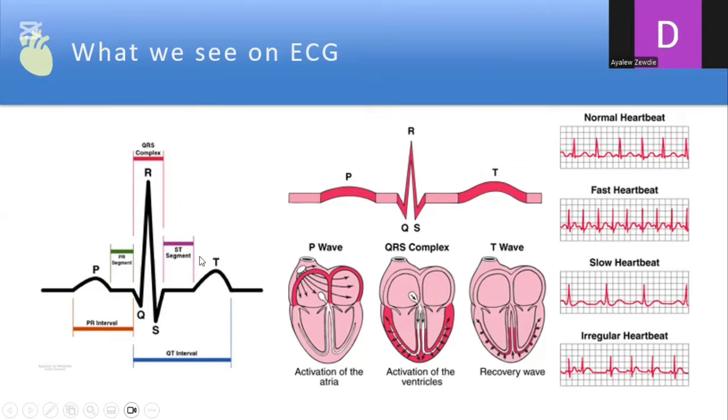So what is the P wave? The P wave is the indicator of the activation of the atrium, or atrial depolarization, whereas the QRS is ventricular depolarization, and the T wave is ventricular repolarization.